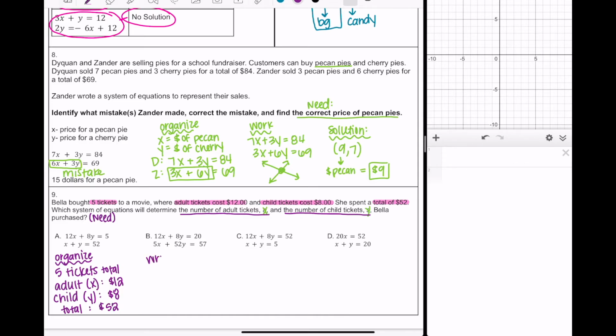Okay, now to write our equations using this information, 5 tickets total means that the number of tickets for adults and children added together was 5. So x plus y equals 5. And we know that the costs all added up to $52. So $12 per adult plus $8 per child is $52 total.